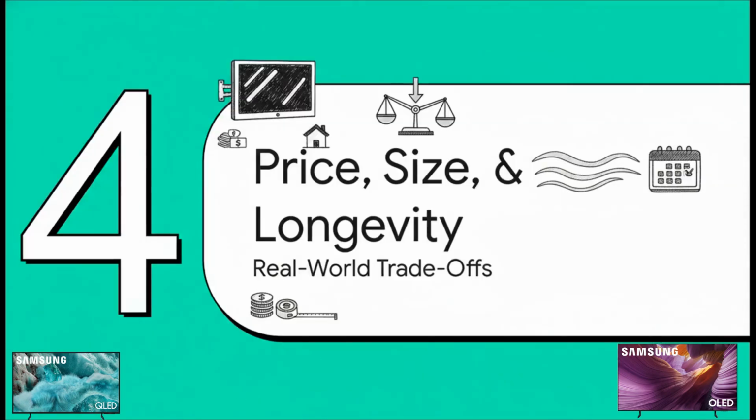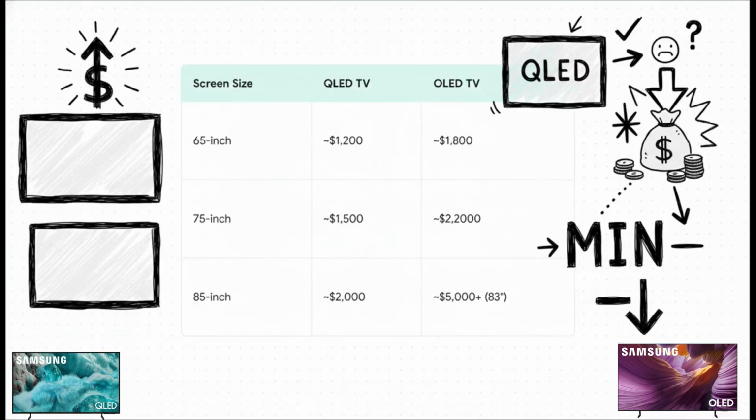Picture quality is one thing, but let's talk about the real world, right? We're talking about your wallet and the actual size of your living room wall. It's time to look past the image and get into the practical side of things. And wow, this is where QLED really flexes its muscles. Just look at these numbers.